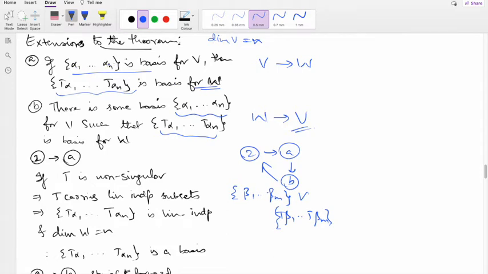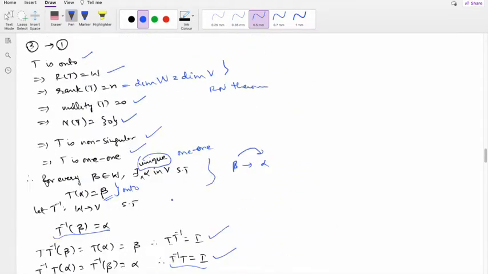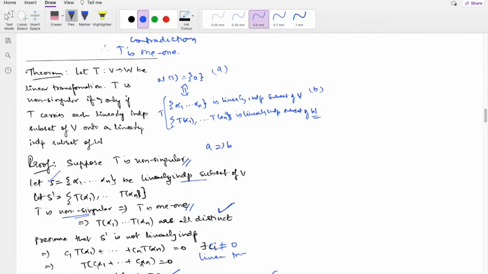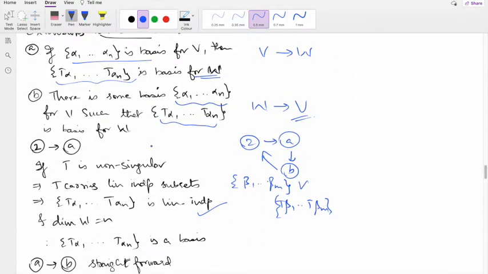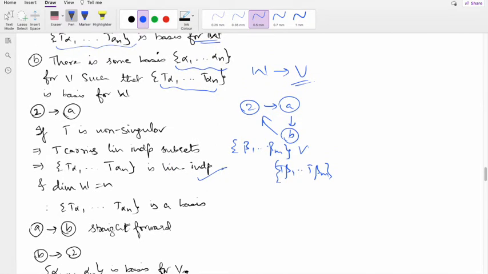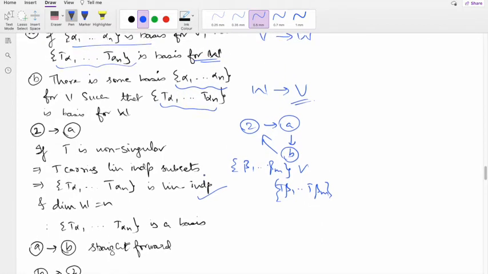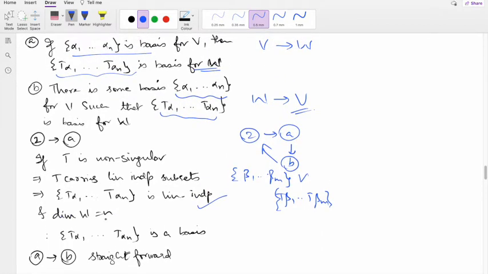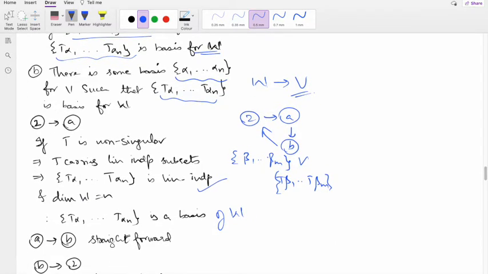Since alpha 1 to alpha n is linearly independent by definition of basis, T alpha 1 to T alpha n is also going to be linearly independent, right? And this is because of the theorem that we saw before, where we said that if it is non-singular, then it carries the linear independence to the codomain also. So it's going to be a linearly independent subset of W, because these are all vectors in W, and we already know that the dimension of W is n, because dim V is equal to dim W. So now we have a set of n linearly independent vectors and the dimension of W is n. Hence this is a basis for W, so this is a basis of the codomain W. Now A implies B is straightforward, right?